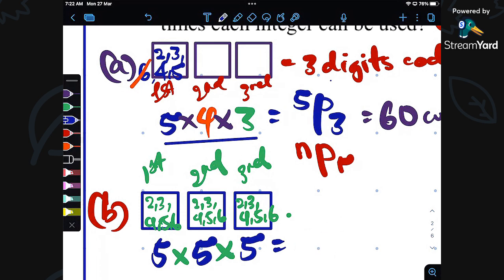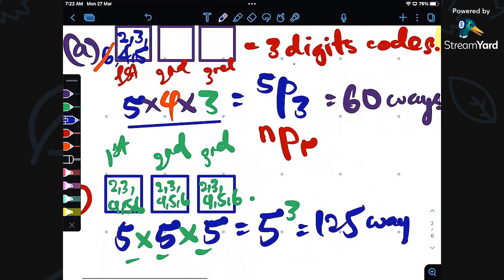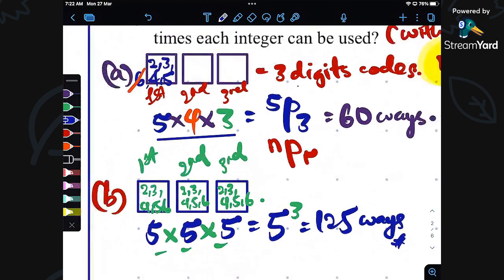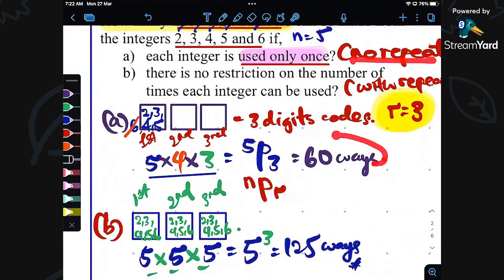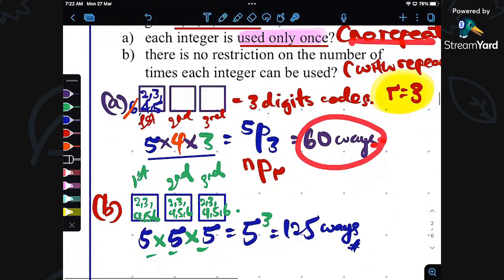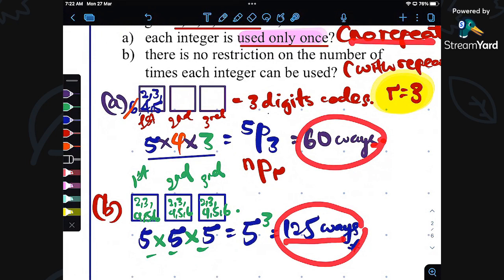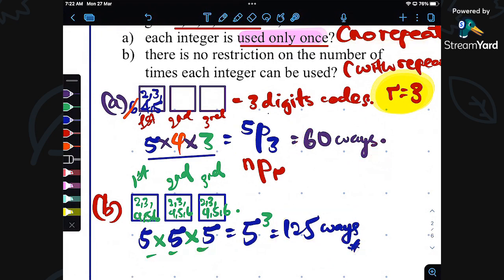But I don't want to write the answer first. I want to write it 5 to the power of 3. Because 5 times 5 times 5 is 5 to the power of 3, which the answer is 125 ways. Wow. See? Logic lah dekat sini. Kalau nombor itu cannot be repeated, the number of ways is smaller than the number of ways yang boleh digit itu di-repeat ulang banyak kali untuk ketiga-tiga digit ini.